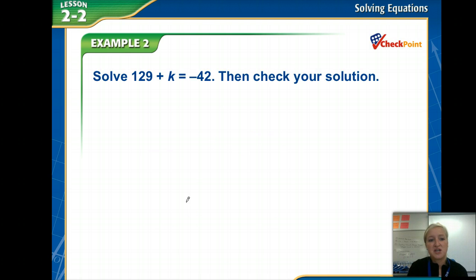So we're at the next checkpoint for example 2. Now pause the video and you solve 129 plus k equals a negative 42. Check your answer to make sure it makes sense, and we'll come back and make sure that we got the same answer. All right, hopefully you've paused your video. Let's check.